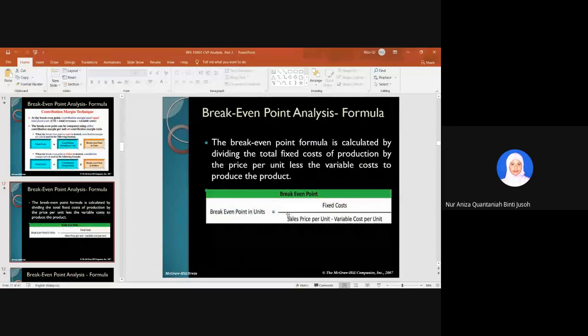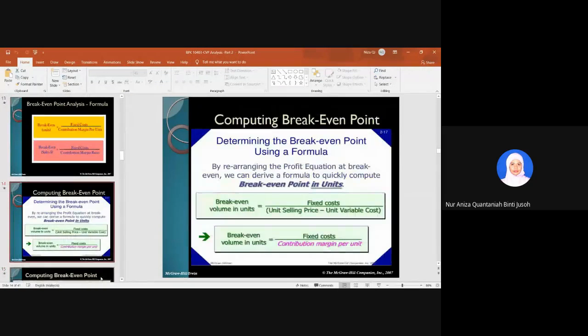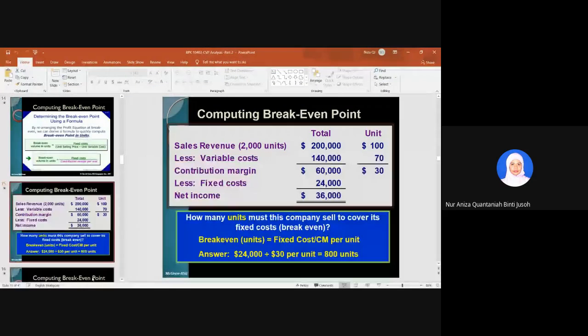If you don't remember how to find the contribution margin, you can replace it with sales price per unit minus variable cost per unit, if you want to find the sales break-even point in units. This is the same as computing the break-even point. This is also a formula.